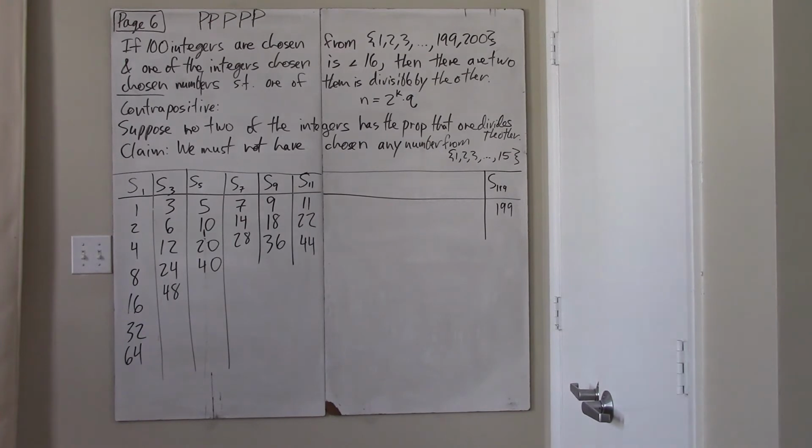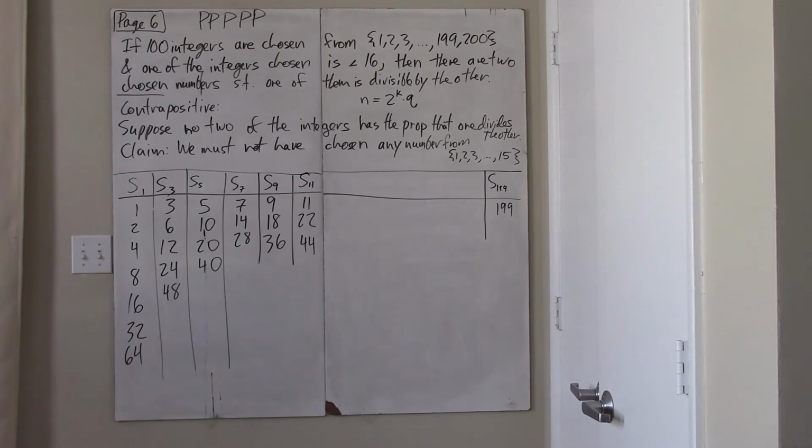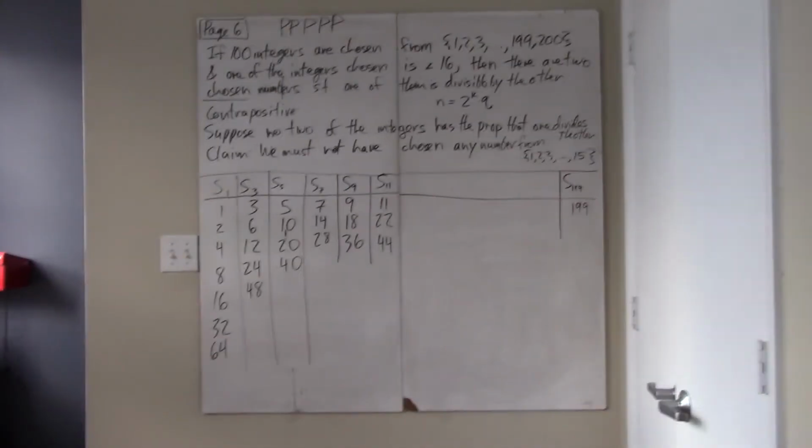Okay, if we've chosen precisely one number from each column, I will now show that we can't possibly have any of the numbers 1 through 15. I will do this in a minute. Okay, we are back.